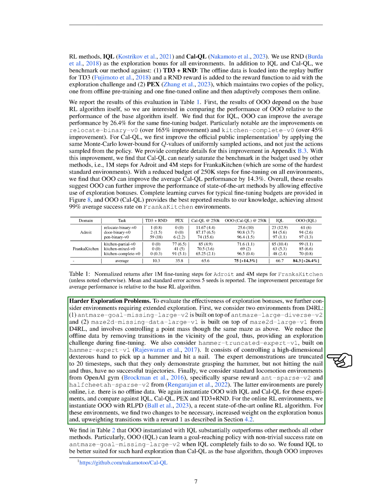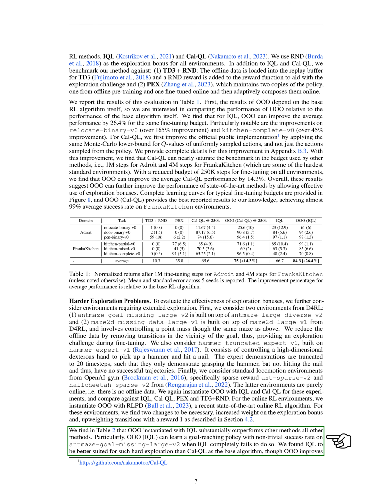We also considered Hammer Truncated Expert V1, which involves controlling a complex hand to pick up a hammer and hit a nail. The expert demonstrations are truncated to 20 time steps, so they only show how to grasp the hammer, not how to hit the nail. Finally, we considered standard locomotion environments from OpenAI Gym, specifically Sparse Reward Ant Sparse V2 and Half Cheetah Sparse V2.